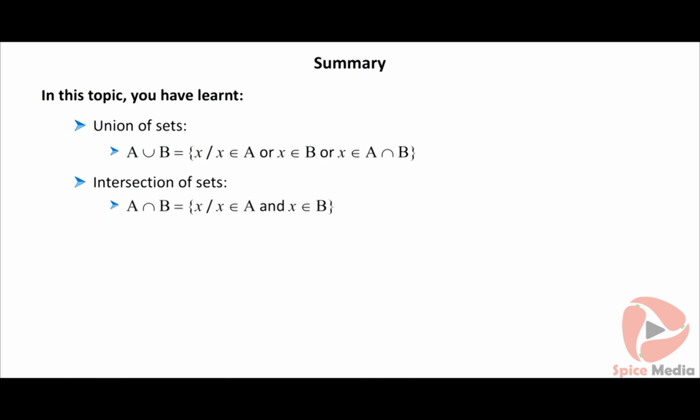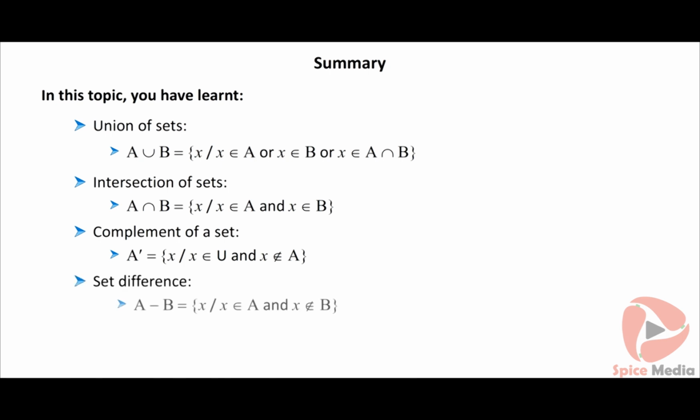In this topic, you have learnt union of sets. A union B is the set of all x such that x is an element of A, or x is an element of B, or x is an element of A intersection B. Intersection of sets. A intersection B is the set of all x such that x is an element of A and x is an element of B. Complement of a set. A dash is the set of all x such that x is an element of U and x is not an element of A.